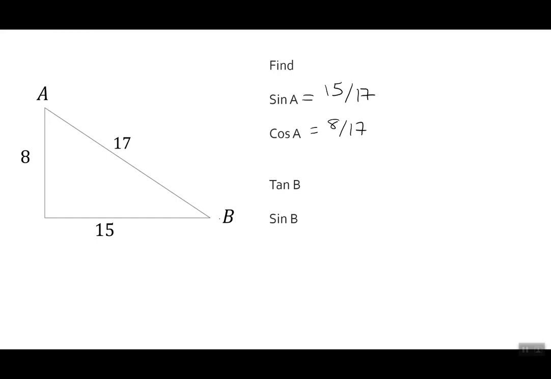Moving on to B, I'm asked for tangent. So tangent is opposite, which is 8, over the adjacent, which is 15. And the last one says the sine of B. So that's the opposite 8 over the hypotenuse 17.